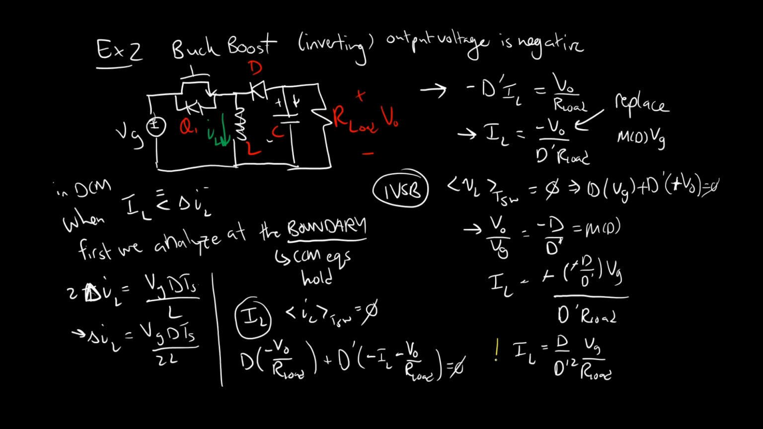So we have the pieces we need, right? To find out when we're going to be in DCM. We have the average inductor current in CCM, and we have the inductor ripple, again, in CCM. Great. So let's combine these two things, or let's compare them, right? So we transition into DCM when IL is less than delta IL. So IL, D over D prime squared, VG over R load.